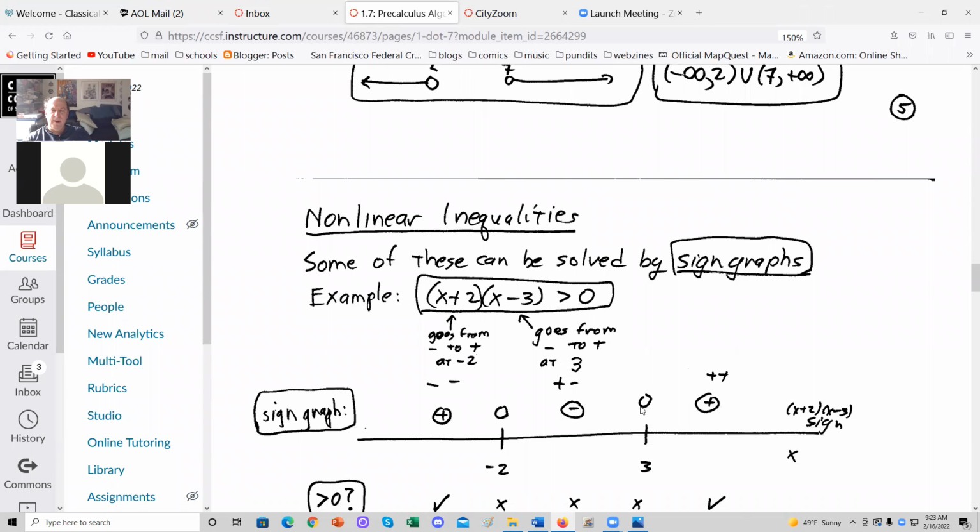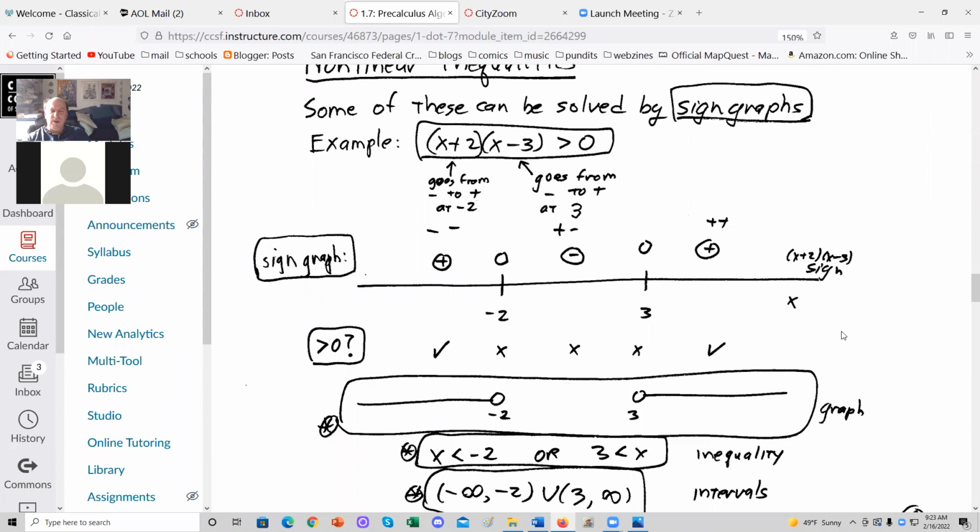All right. Now, we also have nonlinear inequalities, which can be solved by sign graphs. For example, the idea is we'll graph the sign of an expression and see when it's positive and when it's negative. For example, (x + 2)(x - 3) > 0. Now x + 2 goes from minus to plus at negative 2. x - 3 goes from minus to plus at positive 3. A sign graph will look like this.